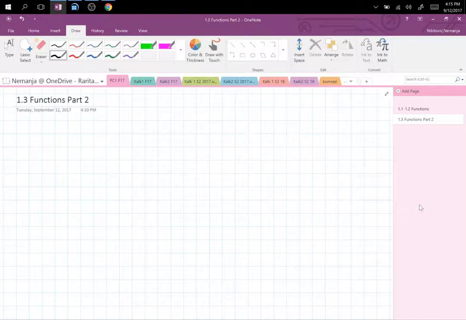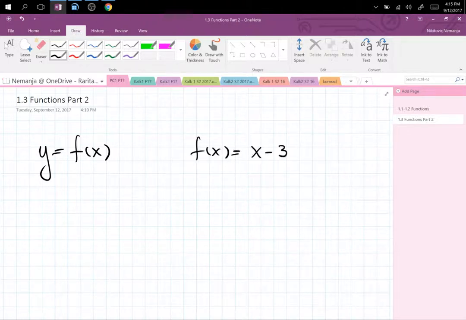So first off, we said that a function is a rule which assigns to each x a unique y in the range. We said that the notation for a function is y equals f of x, and an example could be x minus 3. But we've also seen other examples, such as f of x equals square root of x and f of x equals 1 over x.